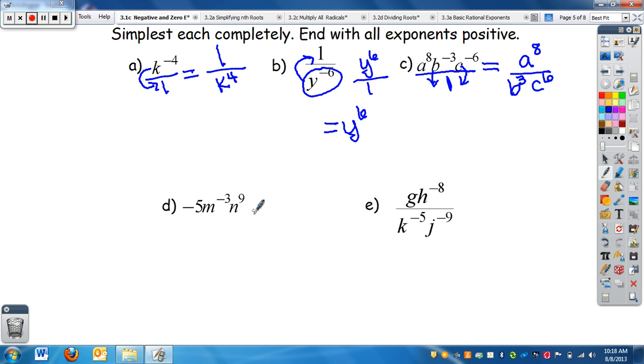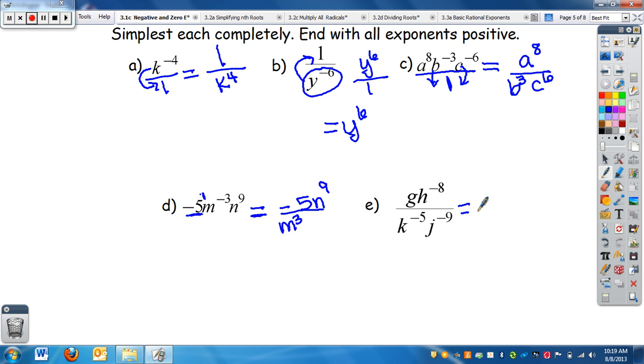So on D, a very common mistake, a lot of students see negative 5. Now negative 5 is a negative number. Its exponent, remember everything has its own exponent, is 1. So it does not move. So negative 5 stays in the numerator. It has a positive exponent. But m has a negative exponent, so that goes to the denominator. And n is a positive variable, positive exponent, so that stays on top.